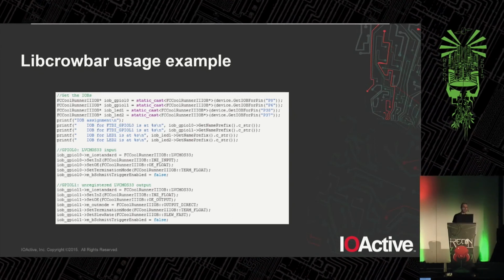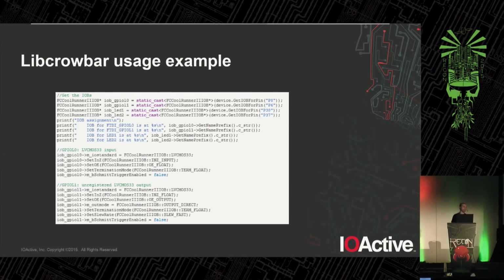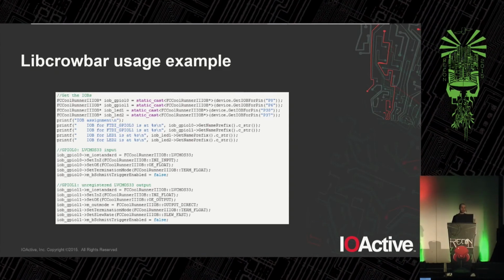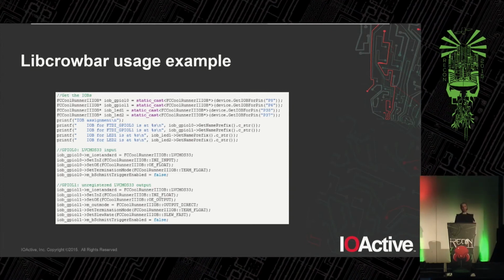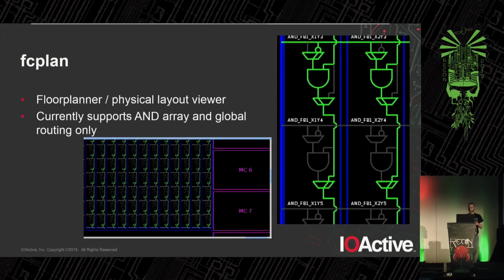The remaining thing in the forward tool chain is I would like to integrate with Yosys for synthesis, take the output of Yosys, do technology mapping on that, and then feed it into Libcrowbar. At that point, I will have a full Verilog to bitstream toolchain. I'm not quite there yet, but it's coming close.